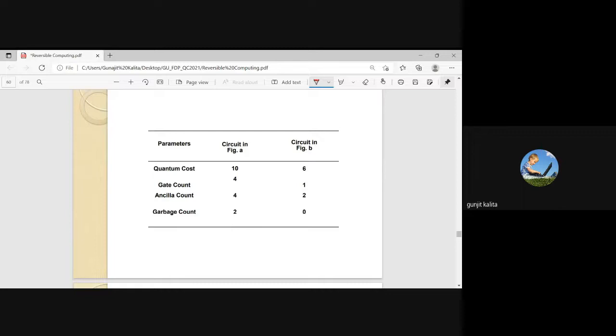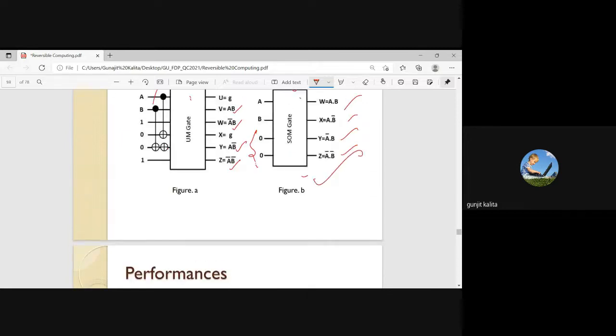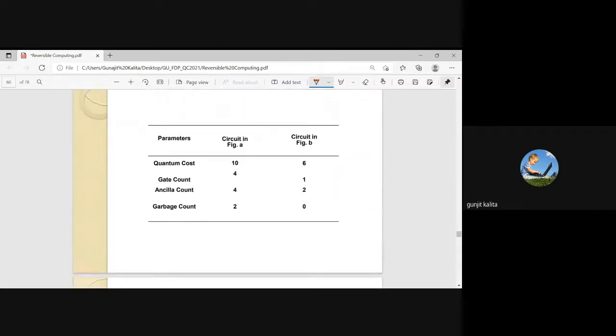You see the first design quantum cost is 10, the second design quantum cost is 6. Second design means this design. So gate count is 4 here, and ancilla count is 4. Here gate count is 1 only, and ancilla count is 2. Garbage count is 2 here, and garbage count is 0. So it is very, very good, because if you sum them up, 9, and if you sum up the others, 20. It is a very good design concept. Alright?